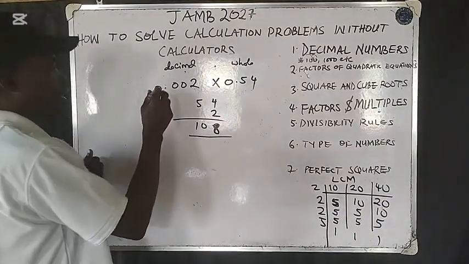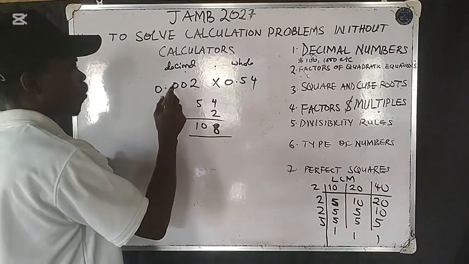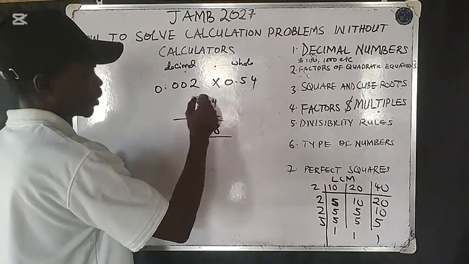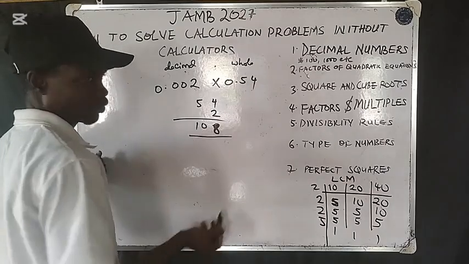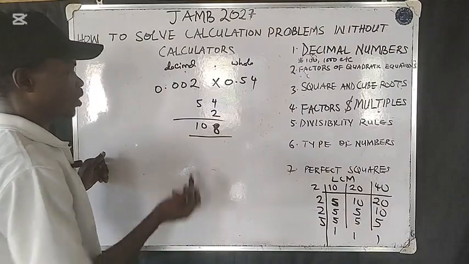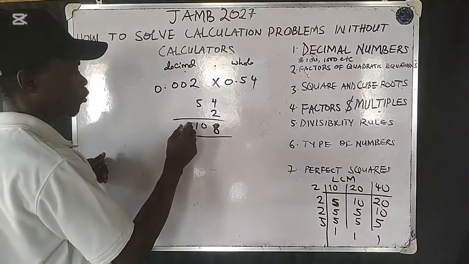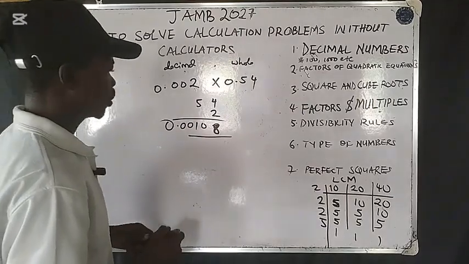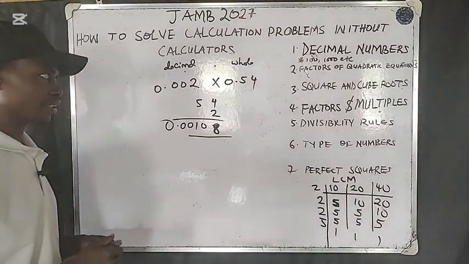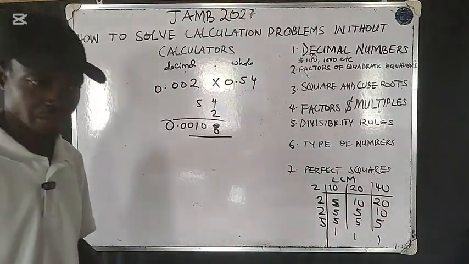Right? After the decimal to your right, how many digits? 1, 2, 3. After the decimal to your right, how many digits? 1, 2. Make it 5. You count 1, 2, 3. It has finished, right? So you make it up with 0. 1, 2, 3, 4, 5. Put your 0. So 0.00108. That's how to multiply decimal numbers. Is that okay?